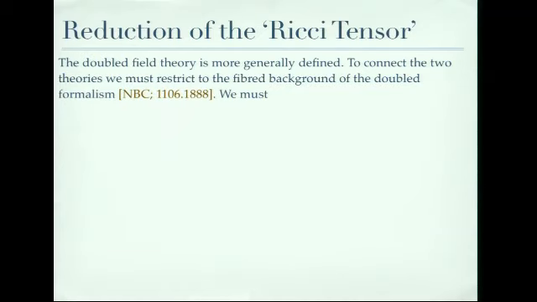Okay. So now we'd like to relate these two together. So the first issue is that the double field theory is more generally defined than the doubled formalism, because we don't have to restrict to this fibered background. And the double metric can depend on any of the fields. It doesn't just have to depend on some separate undoubled coordinates.